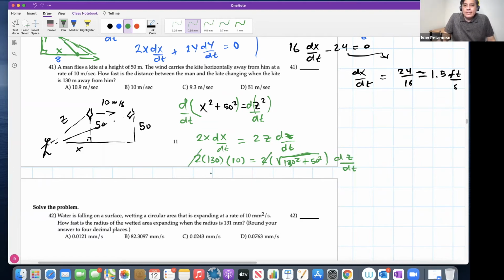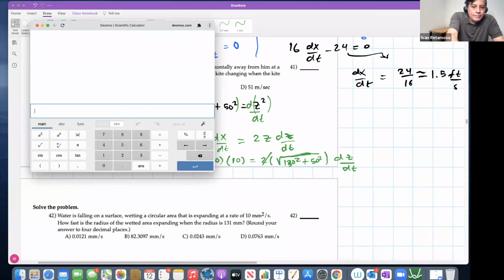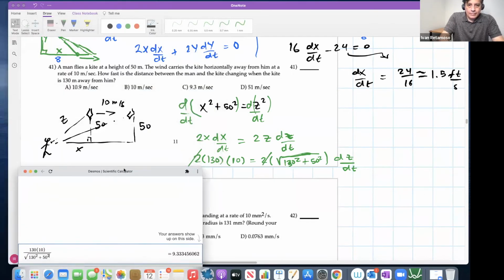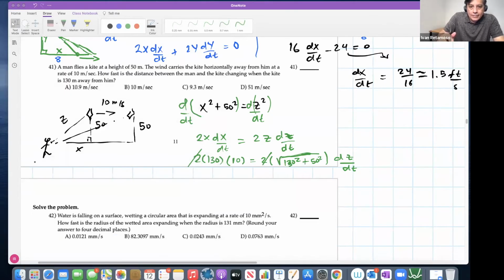The 2's you can cancel, and this multiplication is divided by this square root. You can do it in the calculator. So take 130 times 10 divided by the square root of 130 squared plus 50 squared, right? Yeah, and I got 9.3041. Very good, excellent. Rounded, 9.3.